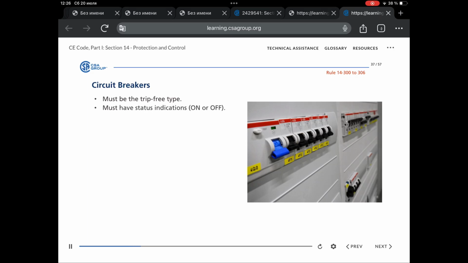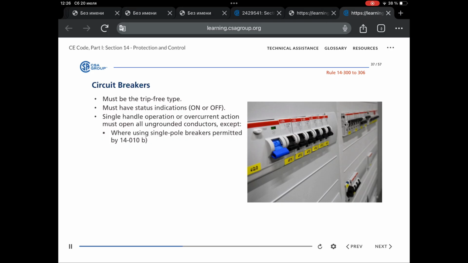The breaker must also have a status indicator that clearly indicates whether it is in the open, off, or closed, on position. The code also requires that circuit breakers open all ungrounded conductors, whether during manual operation or during an overcurrent action. There are two exceptions.